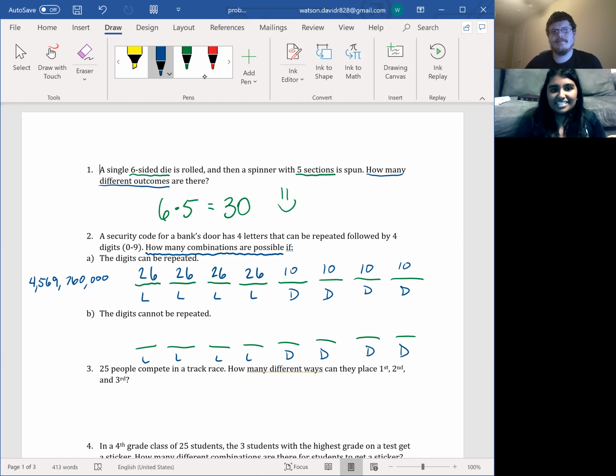All right, the digits cannot be repeated. So the letters are fine. So we have 26 letters again, 26 times 26 times 26 times 26. But it's saying that the digits cannot be repeated. So if you start out, you can pick anything from 0 to 9. So the first digit can have any of those 10 numbers. But say you picked 0 for that first number, you can't repeat it again. So now you only have 9 numbers.